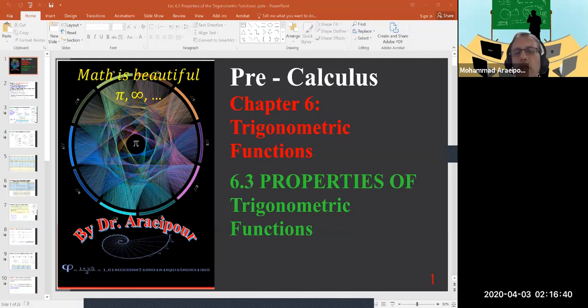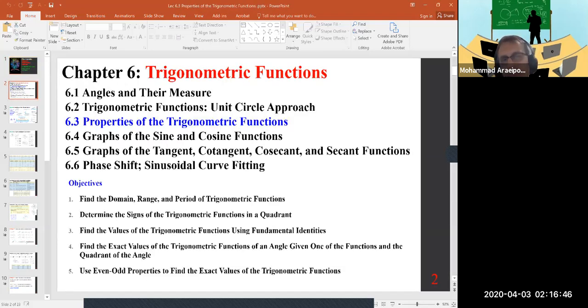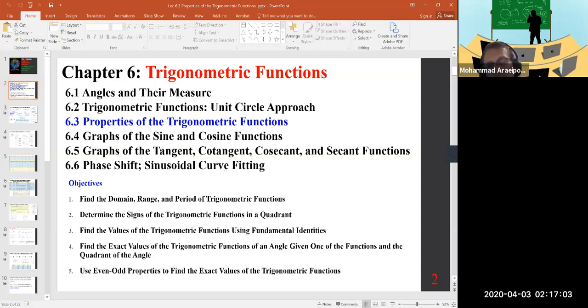I'm going to get to section 6.3, properties of trig functions. And so in this section, we're going to look at the domain and range and period of trig functions, determine the signs using the quadrant that was discussed last time, and fundamental identities.